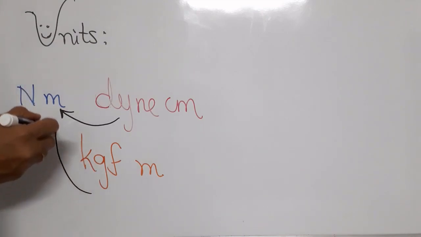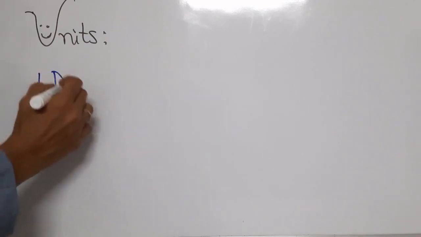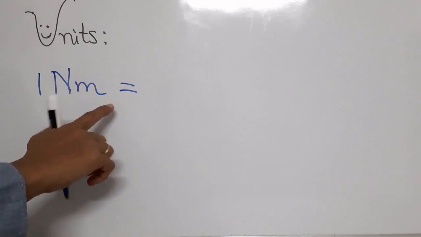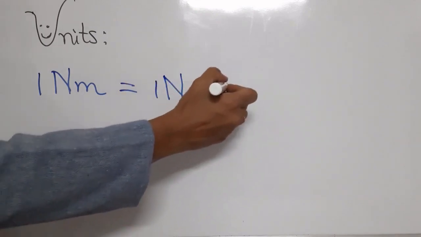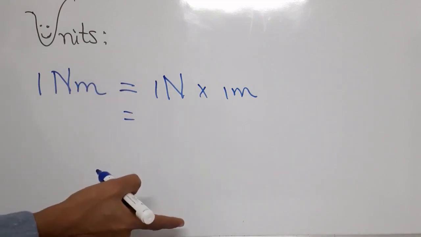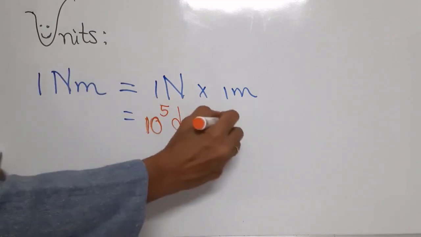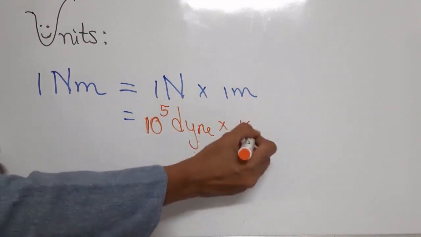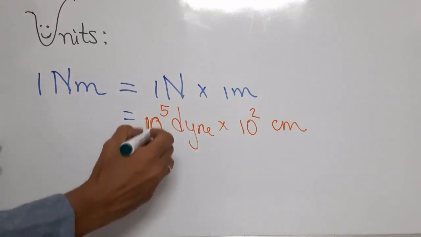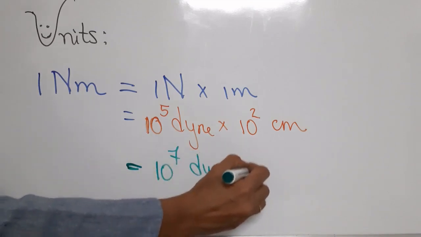Next, we are going to derive the relationship between kgf meter and Newton meter, starting with the bigger unit. Now, split this Newton meter into two parts. I have taken 1 Newton meter. So, 1 Newton multiplied by 1 meter. Clear? Now, convert this into CGS system. So 1 Newton is equal to 10 raised to 5 dyne multiplied by 1 meter, which is equal to 10 raised to 2 centimeter. Clear? Now 10 raised to 5 into 10 raised to 2, so 10 raised to 7 dyne centimeter.